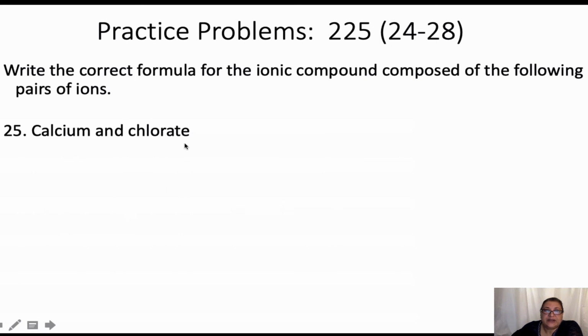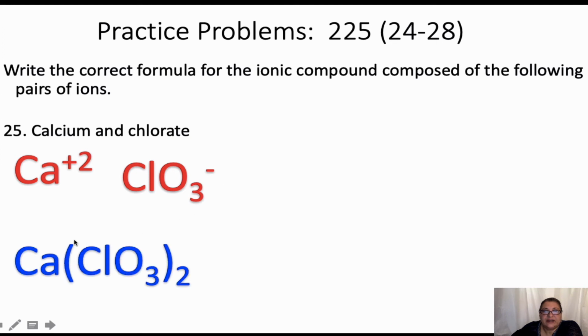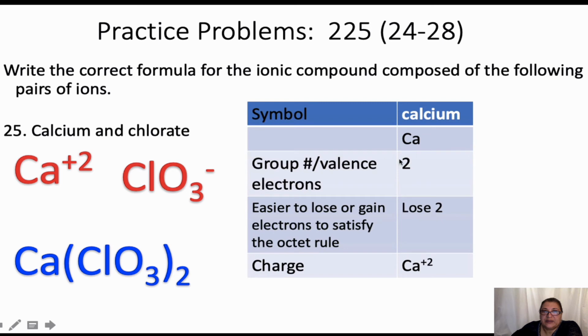Calcium chlorate. Calcium is positive 2, and chlorate is negative 1. So the positive, you put parentheses around the polyatomic, and the positive goes right outside the parentheses. And this is how we got the calcium positive 2. It has 2 valence electrons, and it's easier to lose, and it becomes positive 2. Now the polyatomic, we just got it out of the table that we just saw.